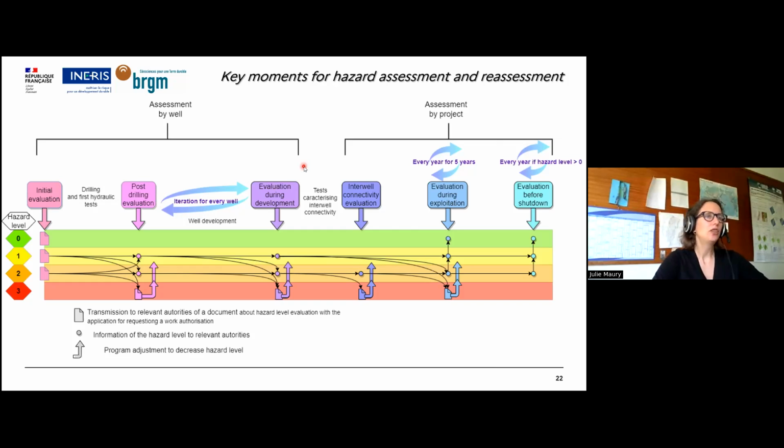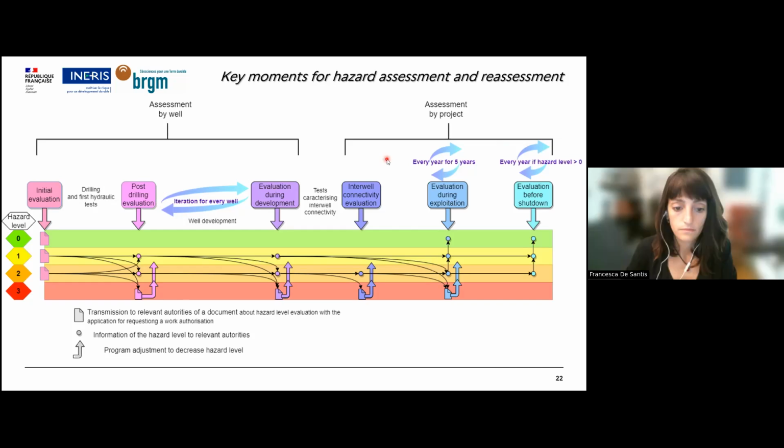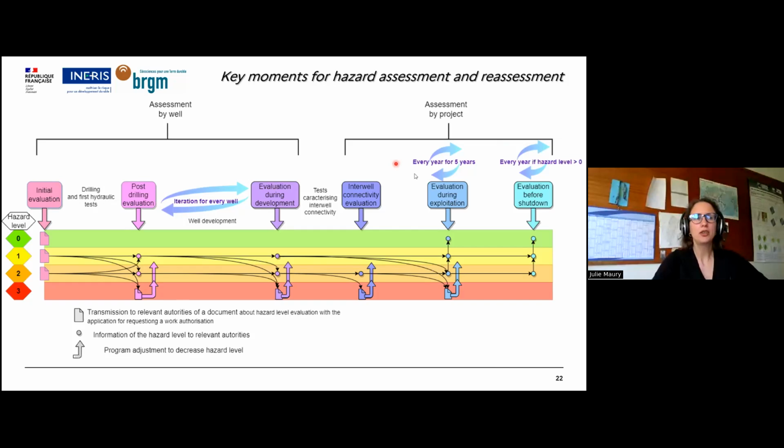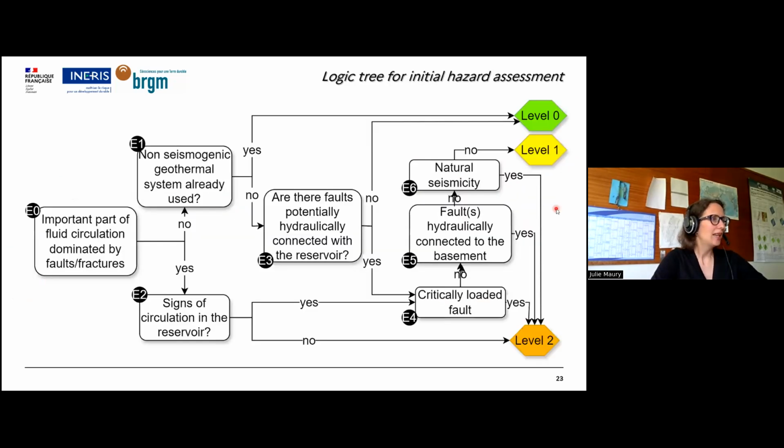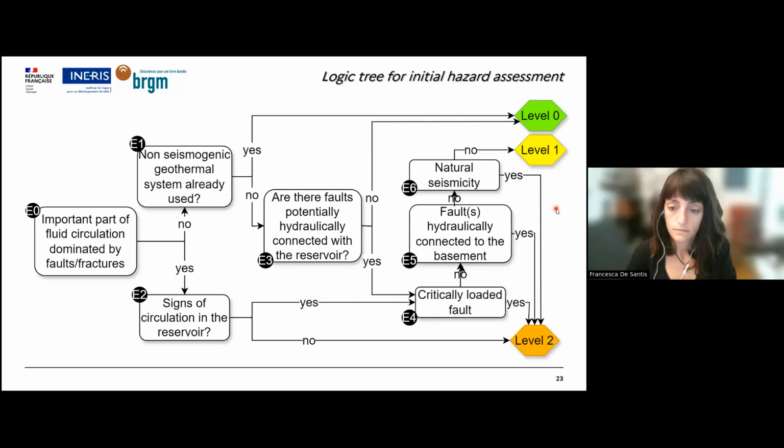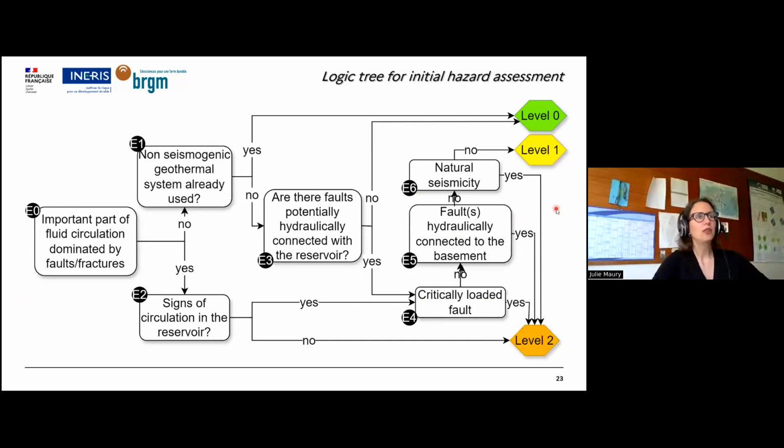And then you switch to the assessment by project with checking for some projects interwell connectivity. And also you do an evaluation during exploitation. And once again, this is iterative. It needs to be every year for 5 years, depending on the level. And finally, a final assessment before shutdown. So that's it for the calendar. Now let's switch to the logic tree. So this is the first logic tree, the logic tree for initial hazard assessment.